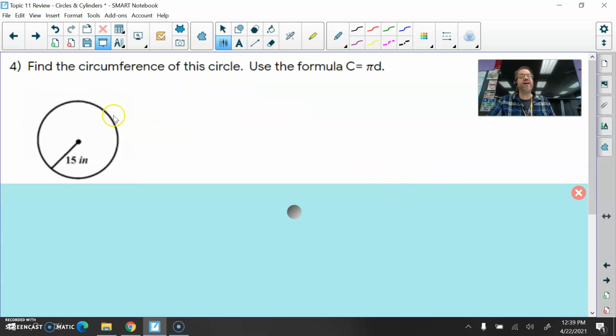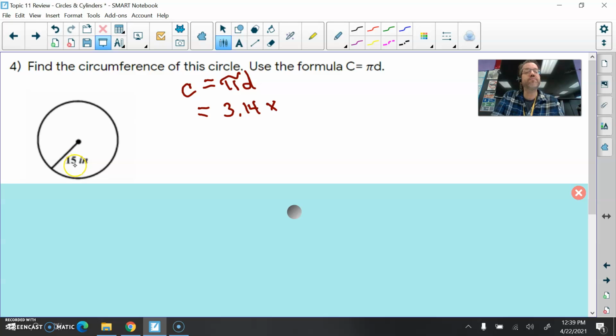All right, number 4, find the circumference of this circle. All right, use the formula C equals pi d. So I'm going to write that down, C equals pi d. Very simple formula. Pi, that's 3.14, times the diameter. What is the diameter of this circle?